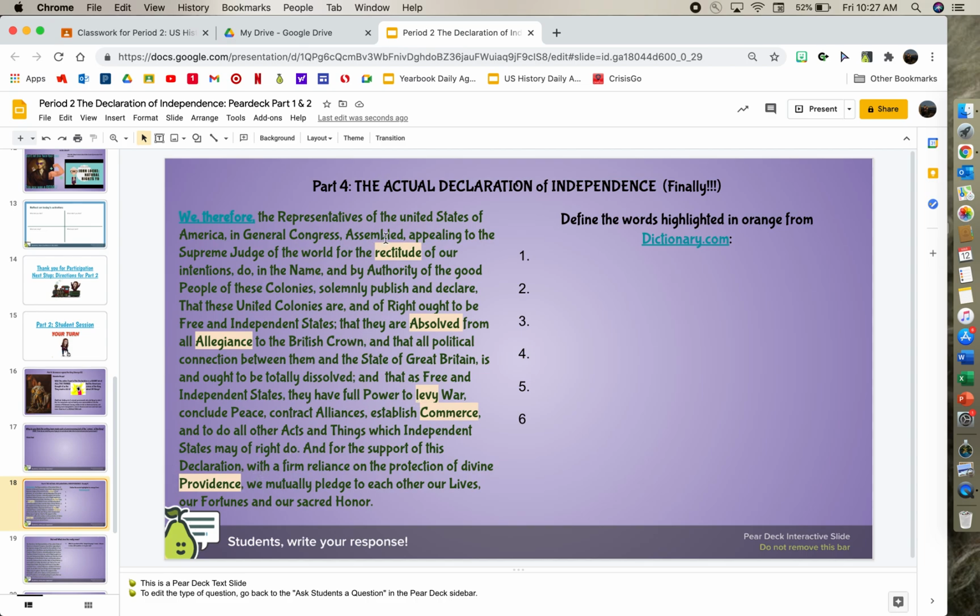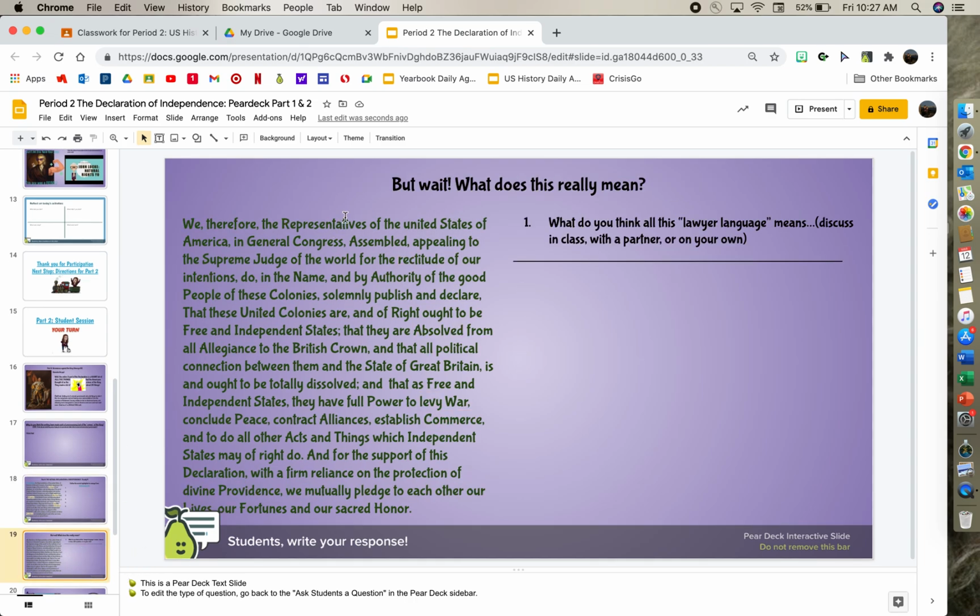The reason for that is because it's really hard to understand this part if you don't understand those words. So again, you're going to write the 6 definitions for those words. You can use dictionary.com, and you'll write them in your response. Then after that, you're going to read it again now that you know what those words mean. And what do you think all this lawyer language means?